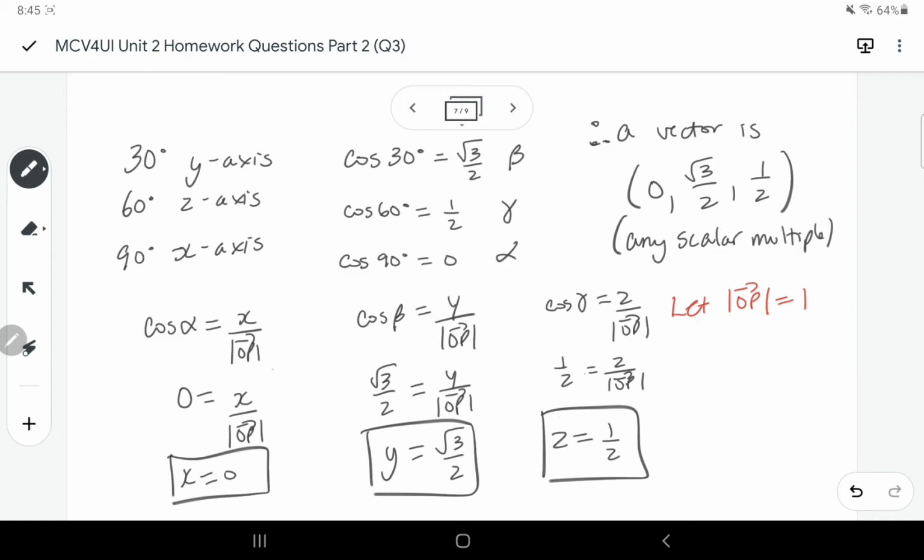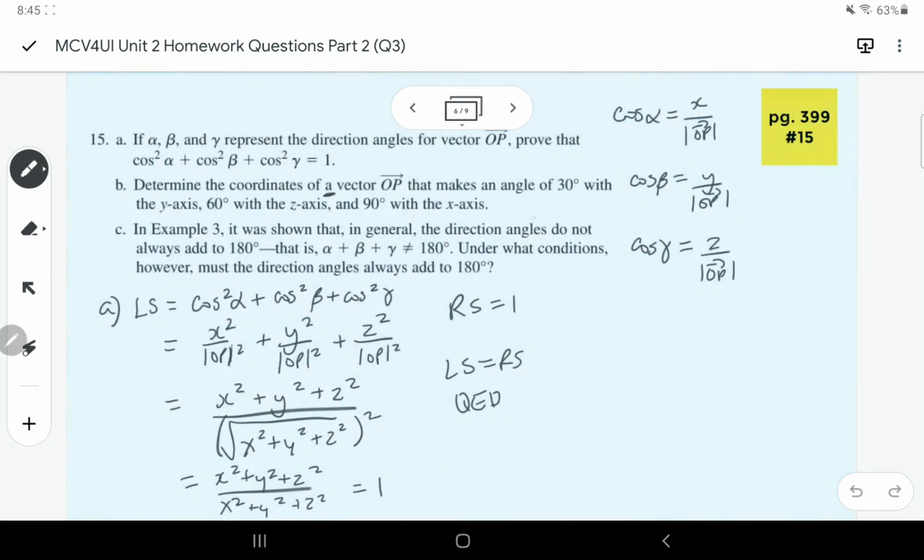So the magnitude being equal to 1 is pretty arbitrary. It's just kind of to make the math a bit nicer when solving. So the last part, I'm going to have to add another slide here for C, says that in general, the direction angles don't always add to 180. Often they don't. So alpha plus beta plus gamma are not typically equal to 180.